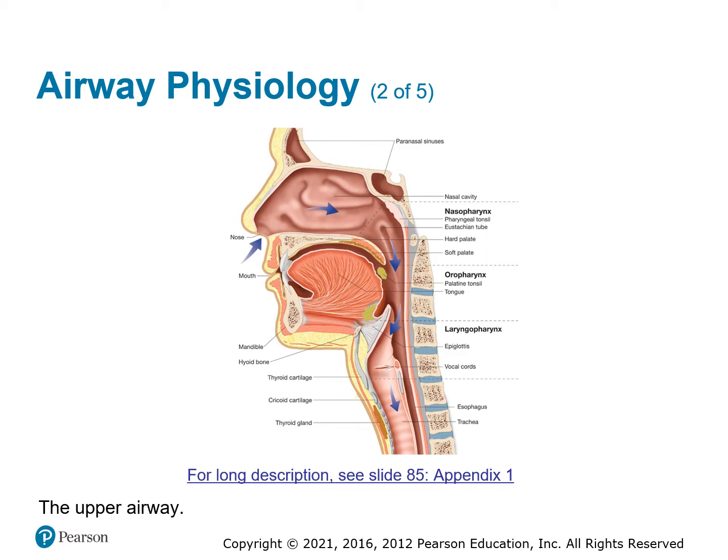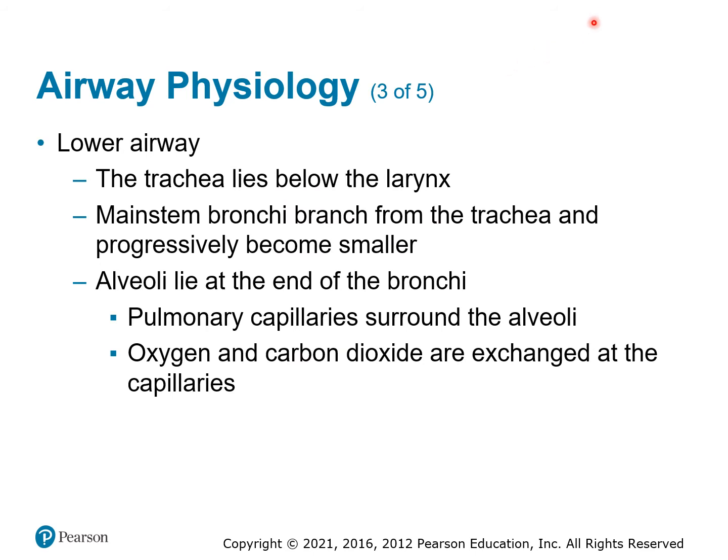But you can see we've got the epiglottis, the little flap that comes down over the trachea. Right in here, that's what keeps the food going into the esophagus that goes on the backside here, and the trachea sits more anterior. The lower airway starts at the trachea, goes down to the main bronchi, right and left, gets smaller, and then the alveoli at the very end. The pulmonary capillaries surround each alveoli. That's where the gas exchange happens.